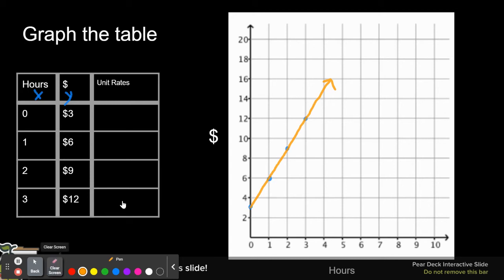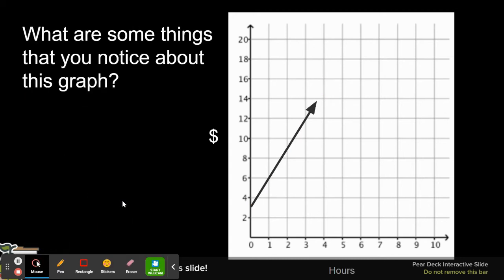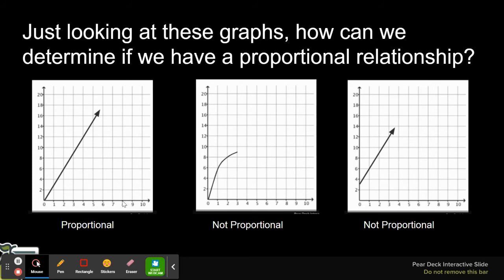So let's go ahead and take a look at all three of these graphs that we just put together here. We knew that this first one was proportional, and this is what a proportional relationship looks like when graphed. And the next two were not proportional. So both of these graphs are non-proportional graphs here. So what can we determine? Just looking at these graphs, how can we determine if we have a proportional relationship?